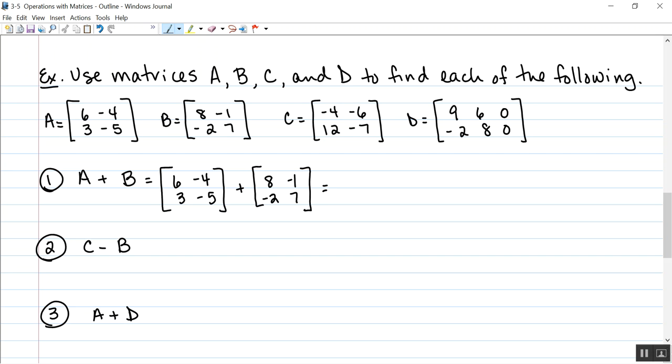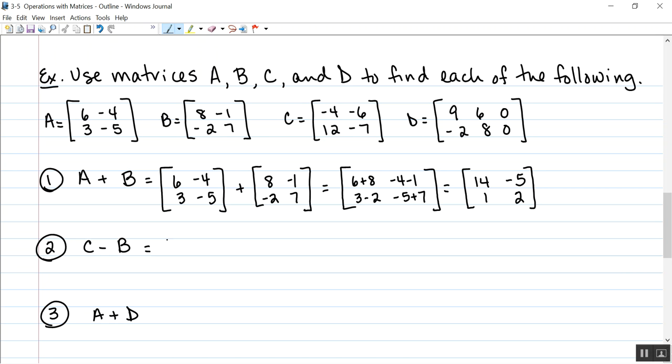And then to get the resulting matrix, we're just going to add the corresponding elements. So my first one is going to be 6 plus 8. I'll go ahead and write these out because that's in the first row and first column, as is the 8. And then -4 plus a -1, 3 plus a -2, and -5 plus 7. So my final answer is 14, -5, 1, and 2. Very straightforward.